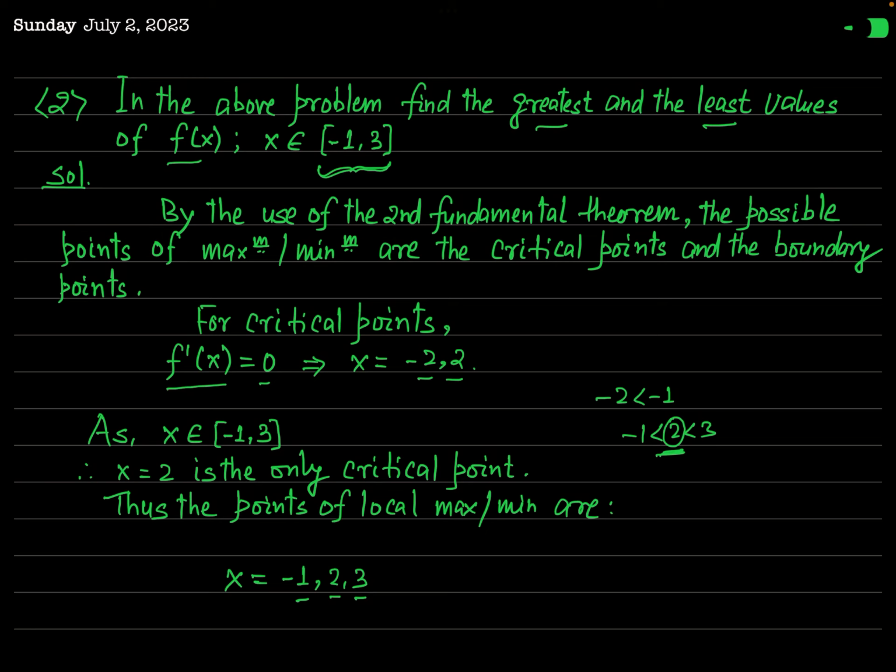So we have to find the value of this function at these 3 points. That is x equal to minus 1, x equal to 2 and x equal to 3. And then we have to see for which value of x our function is maximum and for which value it is minimum. So for the points of local maxima and minima, x will have 3 values, and those 3 values are 2 boundary points and 1 critical point. Okay. So now let us find the value of our function f of x at these 3 points.